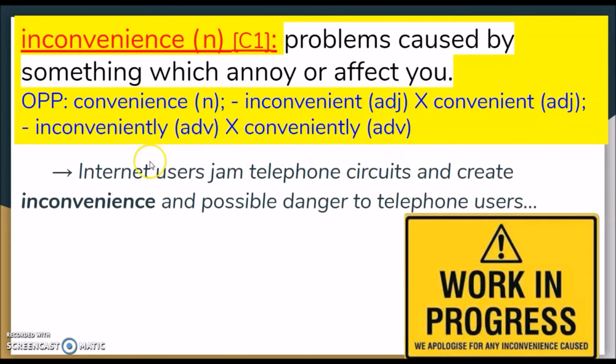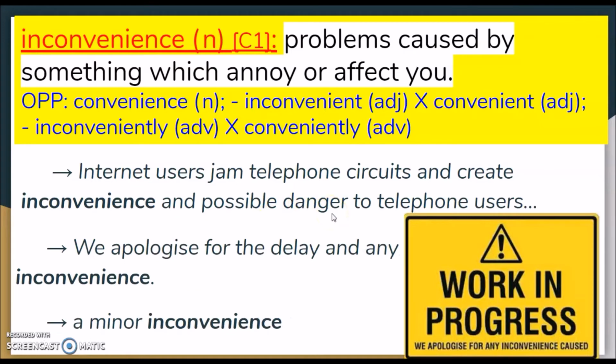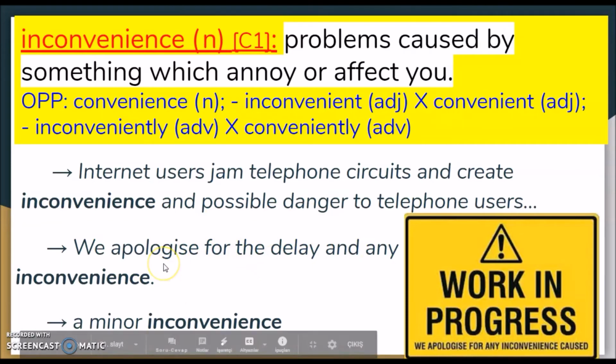And in the text it says, internet users jam telephone circuits and create inconvenience and possible danger to telephone users. So they jam it, they block the signals, okay, and it creates some problems, and I mean those problems are annoying or affecting you because it has kind of possible danger, okay. Or we apologize for the delay and any inconvenience.